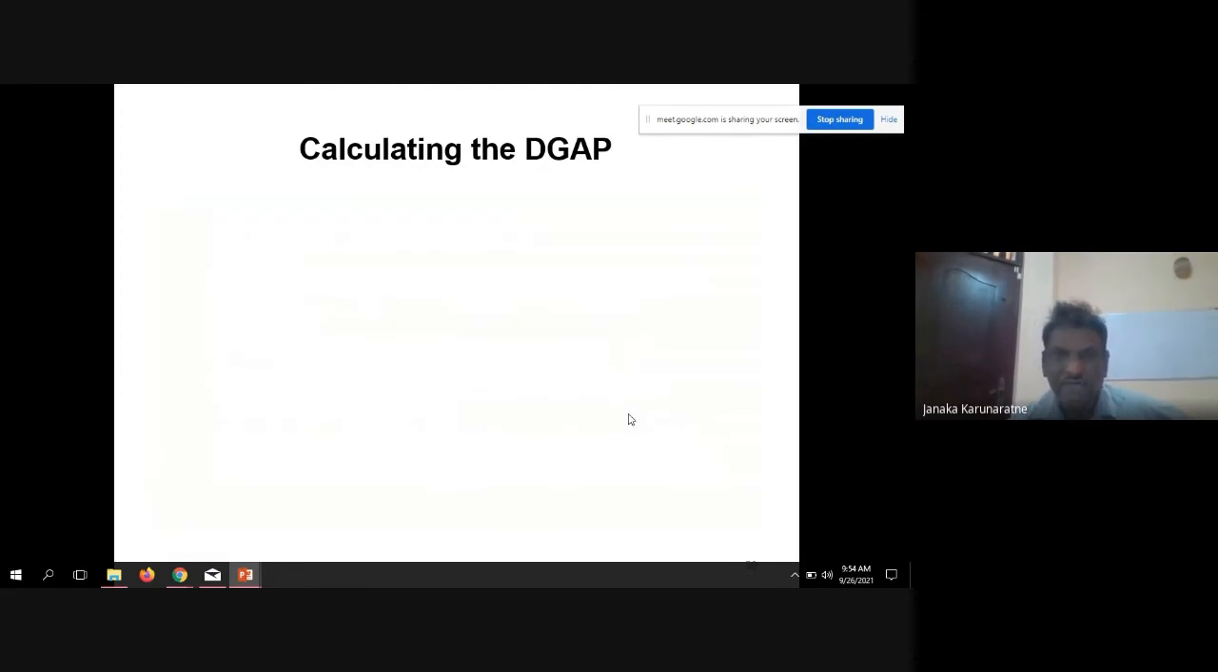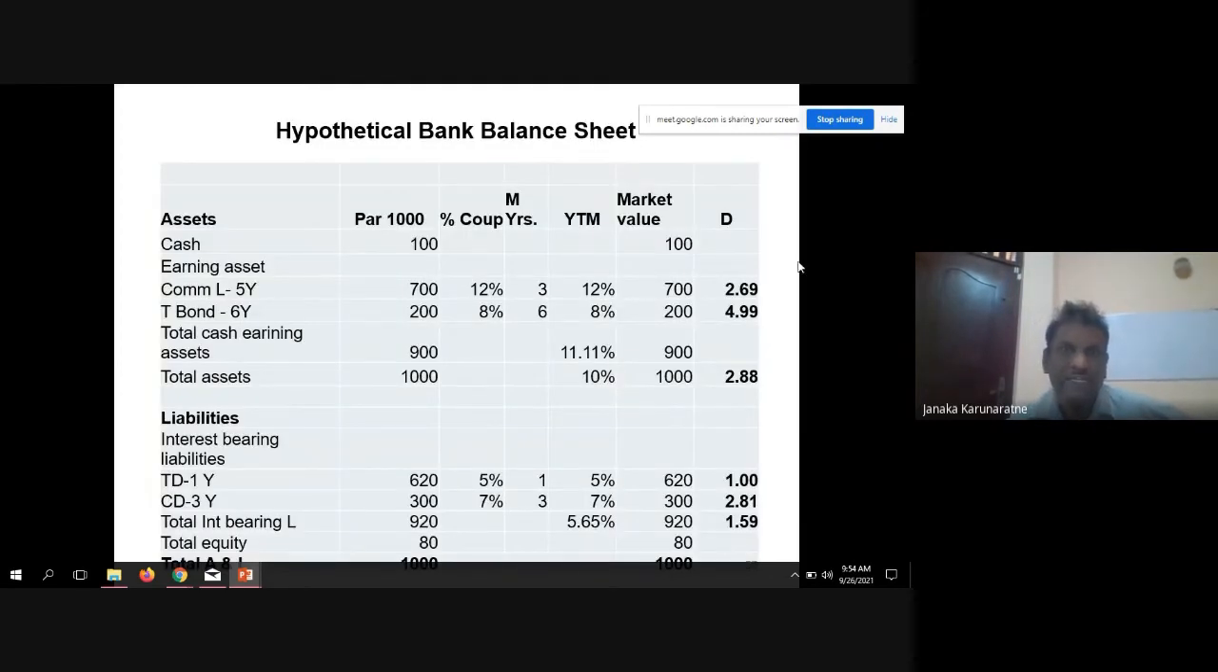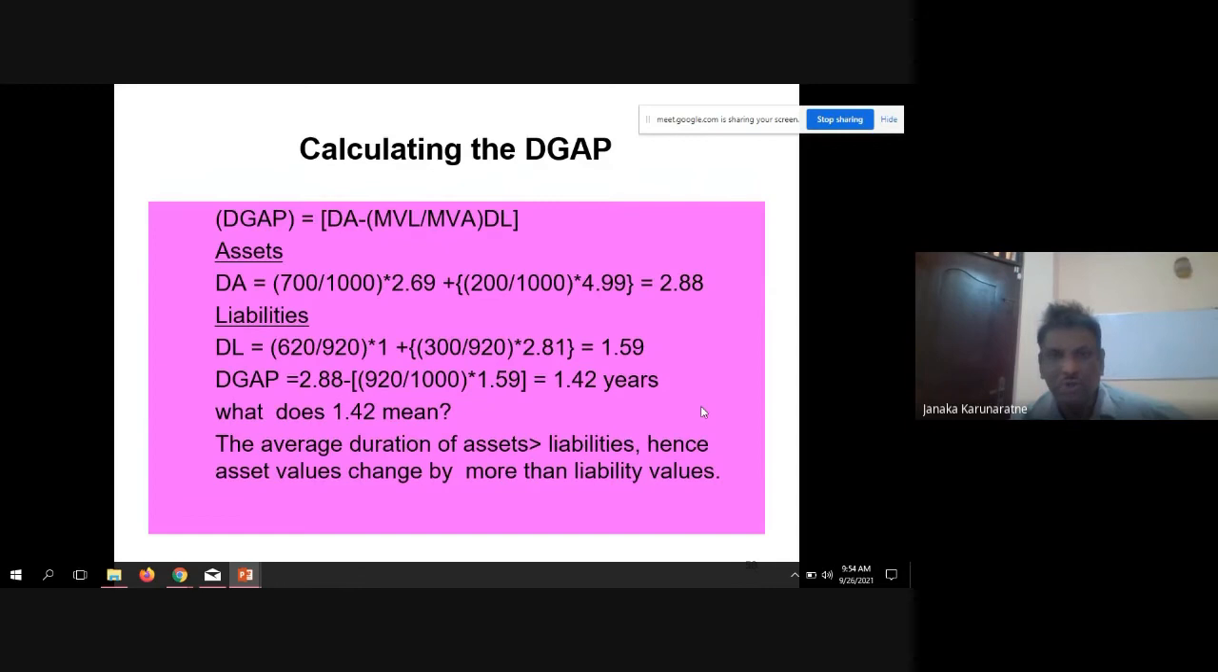So in other words, this particular bank, hypothetical bank, has a duration gap of 1.42 years. So this has a positive duration gap. So when you have a positive duration gap means duration of assets greater than duration of liabilities. So that means the asset value changed by more than liability value for particular interest rate changes.